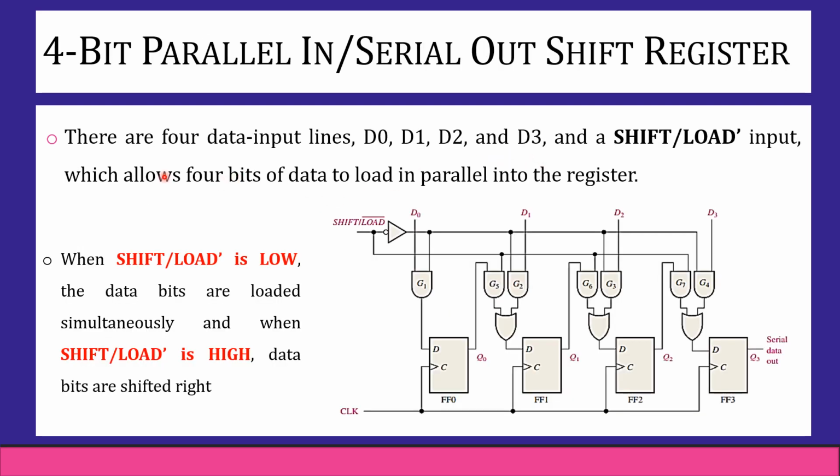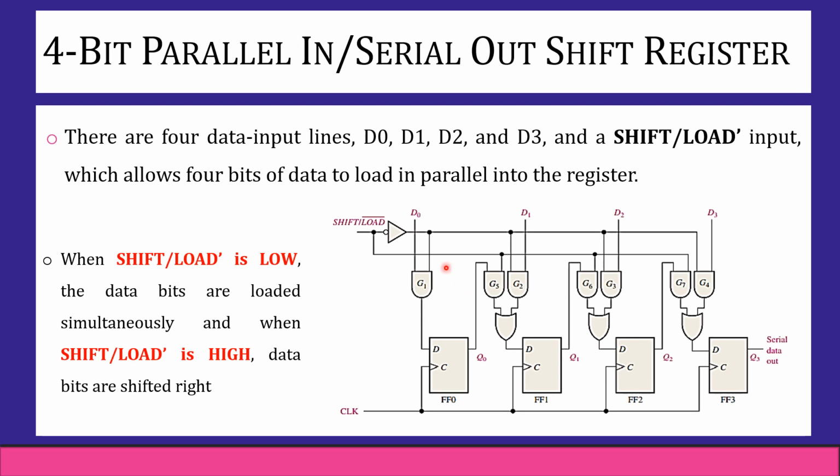So let's look into a 4-bit parallel in serial out shift register. In the case of a 4-bit PISO shift register, we need 4 flip-flops. Here we are considering 4 D flip-flops. Then the 4 data input lines of these 4 D flip-flops are labeled as D0, D1, D2 and D3. We are parallelly inputting all the data. That means we are loading the data simultaneously into the 4 flip-flops.